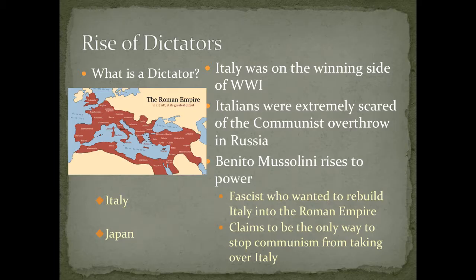And so Benito Mussolini rises to power by claiming to be the only person who can stop communism from coming to Italy. He claims that he can rebuild Italy into this big, grand empire that it once was, also known as the Roman Empire. And he says, I'm the only one that can help you out. And people go, okay, make Italy great again. All right, let's see what happens.